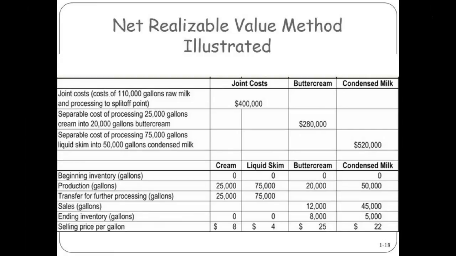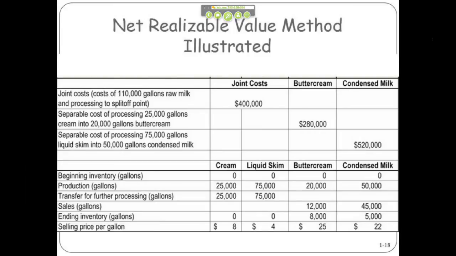So we know the costs. The joint costs were $400,000. There were individual costs for each of the final products. What we're trying to do is figure out how to allocate these joint costs to these two products. You produce in the end 20,000 and 50,000 of the product. The amount you sold doesn't matter for this analysis, and the ending inventory doesn't matter.